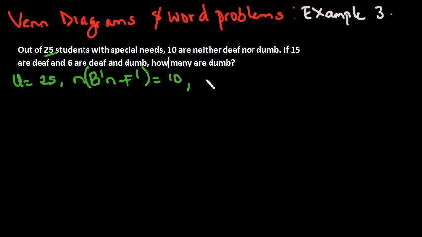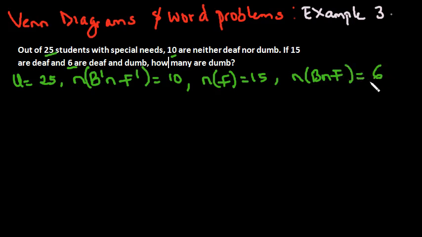If 15 are deaf, number of F, that's deaf, equals 15. And 6 are deaf and dumb. If 6 are deaf and dumb, which means our number of B intersection F, they are both deaf and dumb, equals 6. So how many are dumb? Let's show that in the Venn diagram.